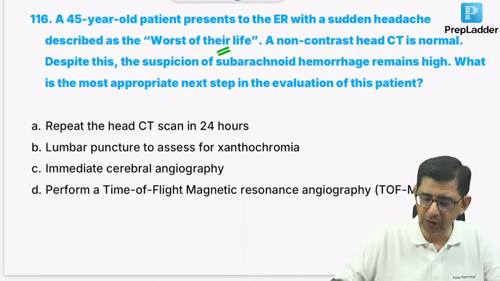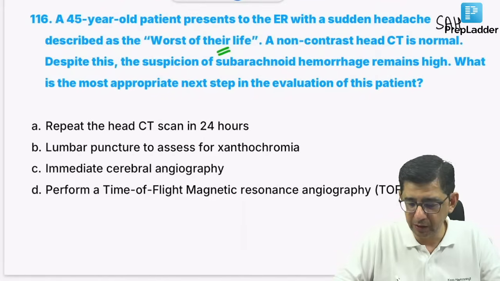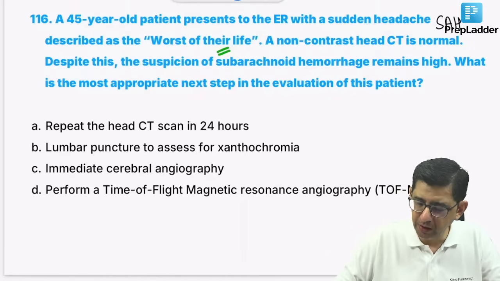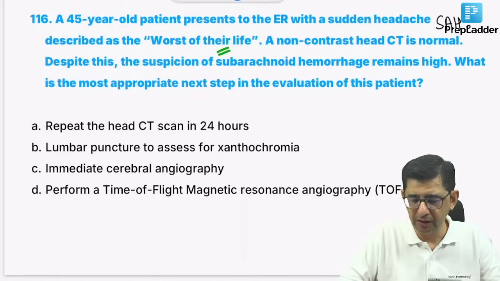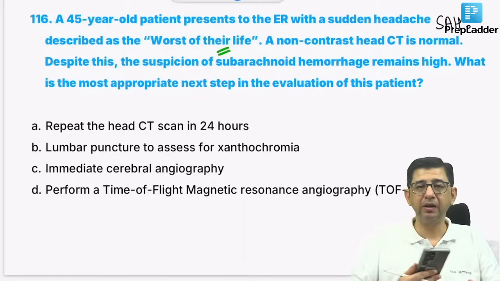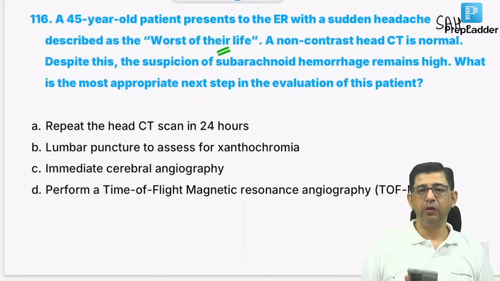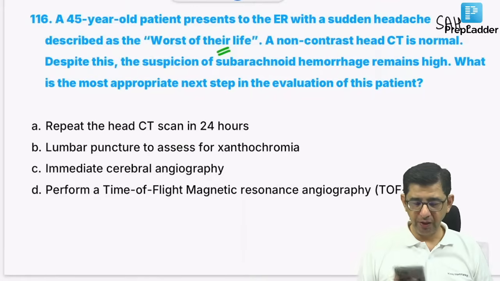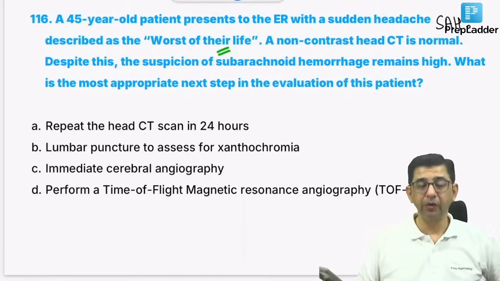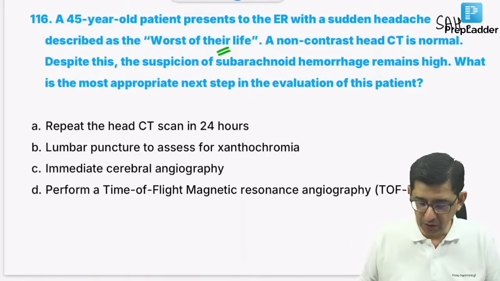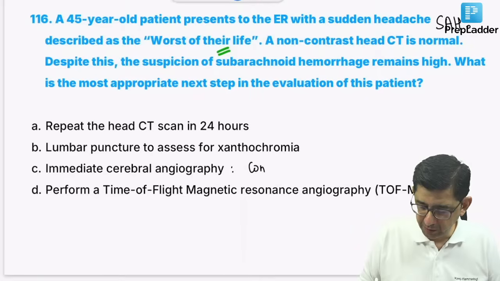A question of this kind also came in just the recent INI-CET exam. Like the patient is having a non-contrast CT. We are suspecting a query subarachnoid hemorrhage. And he says because of the fact that the CT scan is normal, what should the doctor be doing next in this patient? Okay, so cerebral angiography is done if it is confirmed subarachnoid hemorrhage. The answer is not option number C.